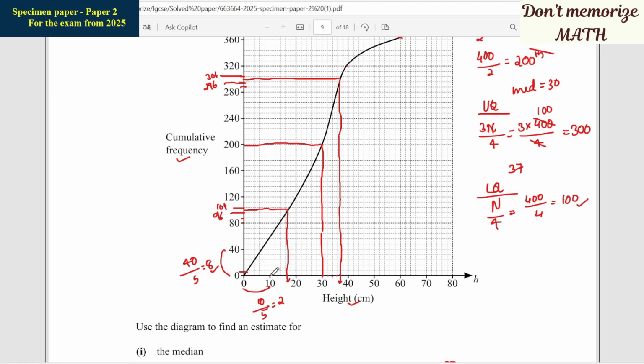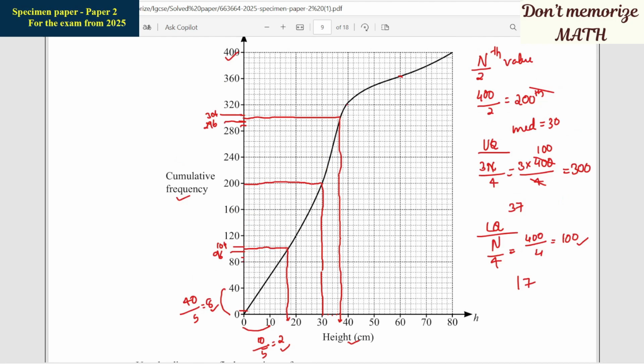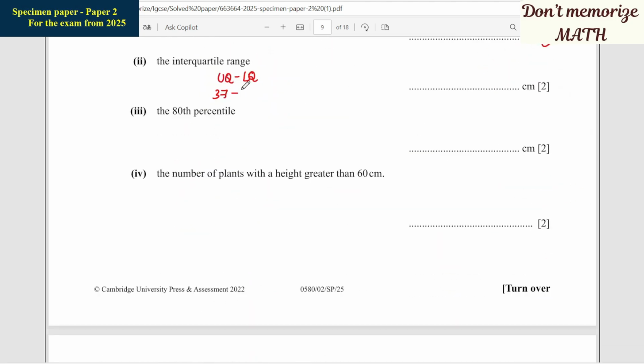Okay, then you have 10. On the x-axis, one line represents 2. So 10, 12, we have 14, 16, but after 16 and before 18, so it is 17. So the lower quartile you will get is 17. So we have 37 minus the lower quartile 17, that is 20. Okay, all the steps you can write here.